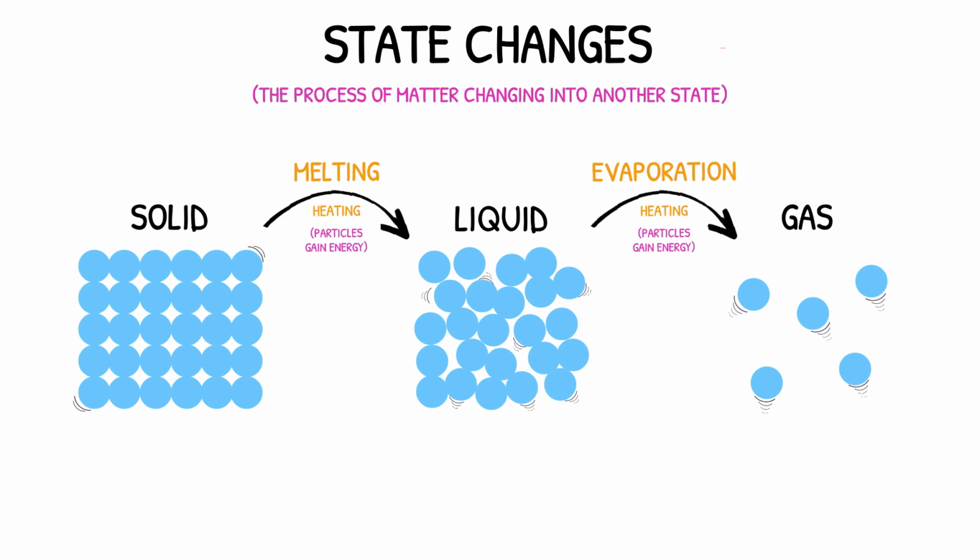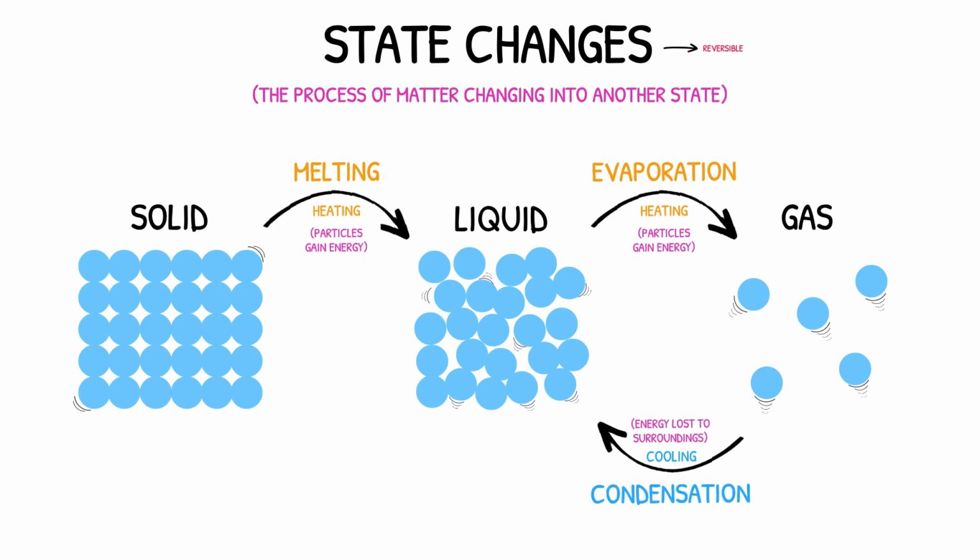State changes are reversible, meaning a substance can return to the state it was originally in. If a gas is cooled, its particles will begin to lose energy to their surroundings. This loss of energy slows the movement of the particles, and as the particles slow, they are able to form new bonds. As the gas cools to its boiling point, bonds continue to form between its particles, pulling them closer together. The gas has now changed into a liquid, and we call this state change condensation.